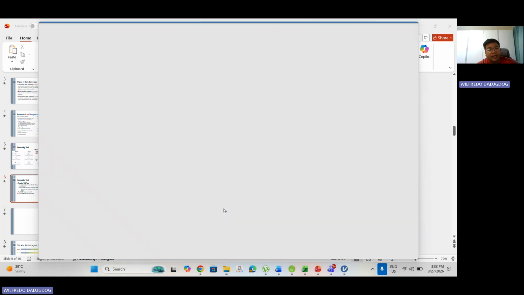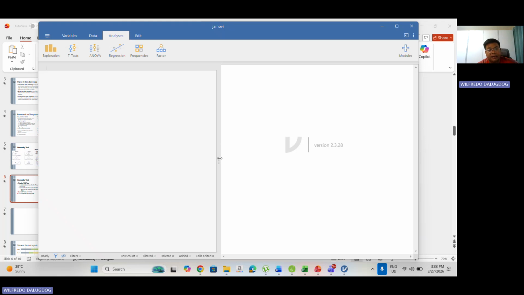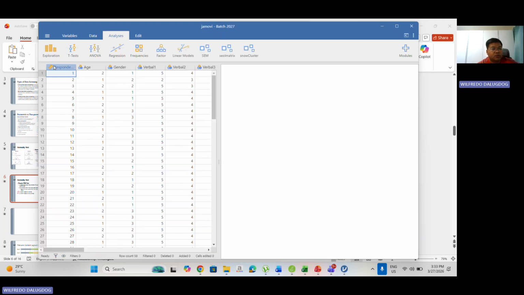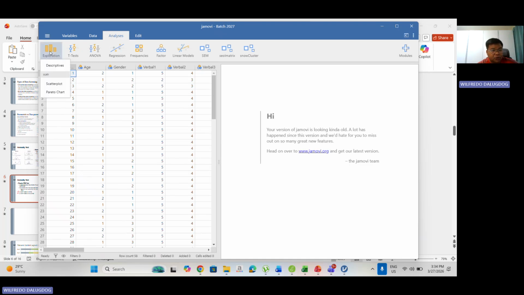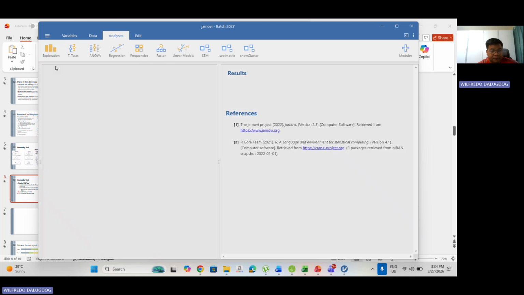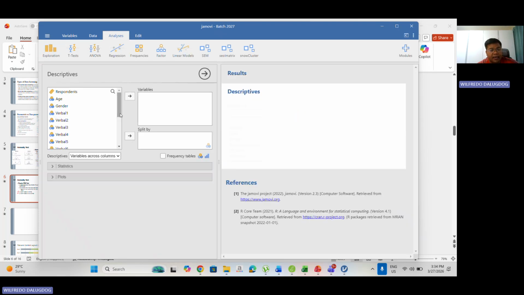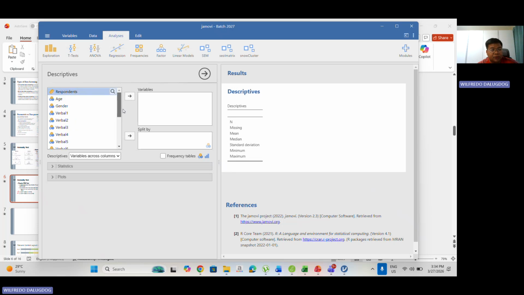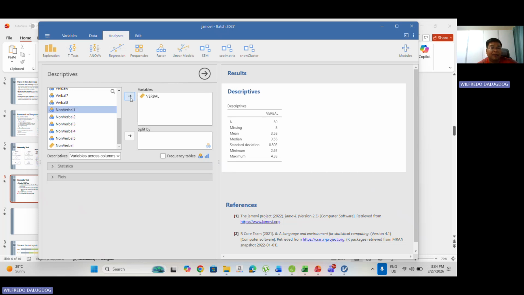As I uploaded it on my Jamovi, you have to click Analyze. From Analyze, click Exploration, and then click Descriptive. From Descriptive, the variables that need to be tested are those with responses using a Likert scale, that is the ordinal data. So you can click the verbal sexual harassment, and then nonverbal sexual harassment. Again, this is hypothetical data.